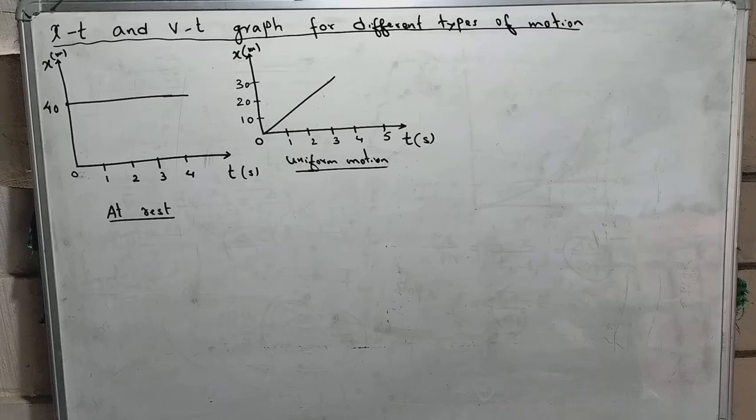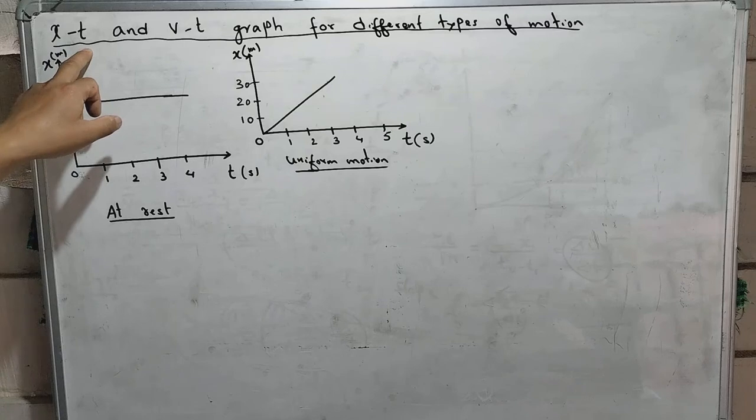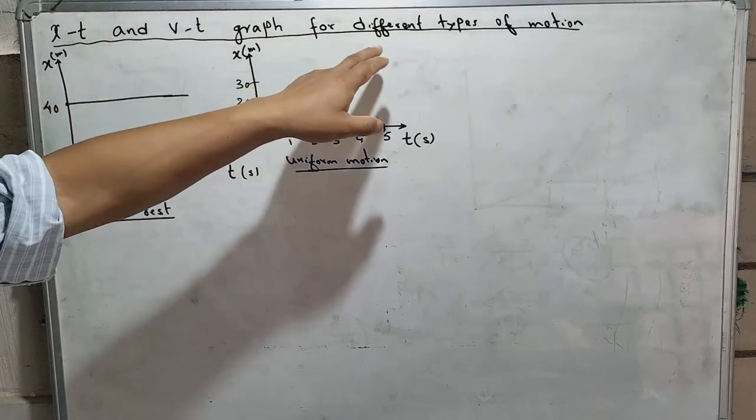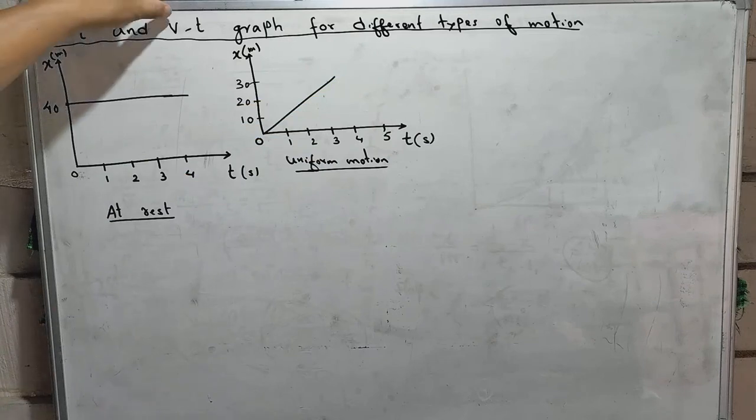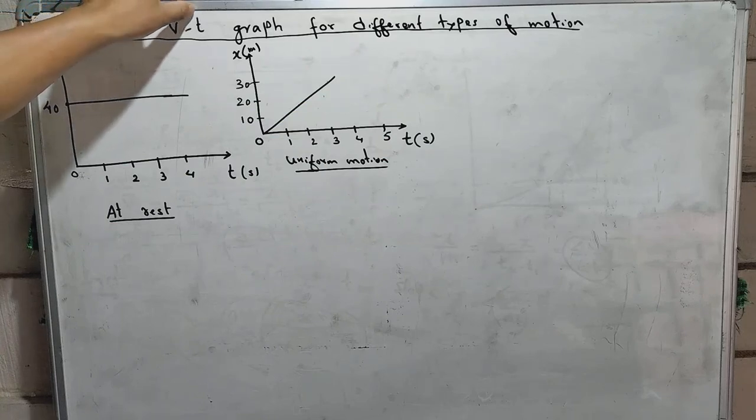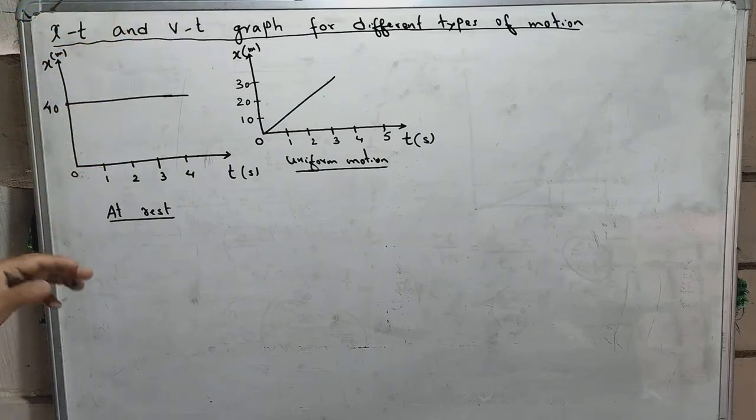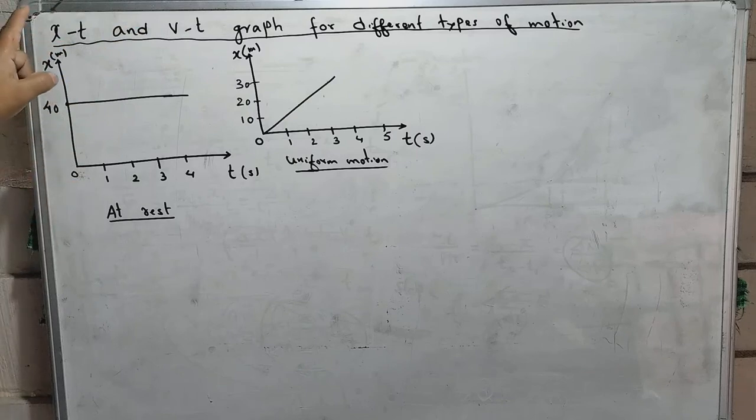Okay, here we will discuss the x-t and the v-t graph for different types of motion. x means position, t means time. v means velocity, t means time. So the x-t graph is the graph between the position and the time. Usually we take time along the x-axis and measure it in seconds, and the distance or position is taken along the y-axis and measured in meters.